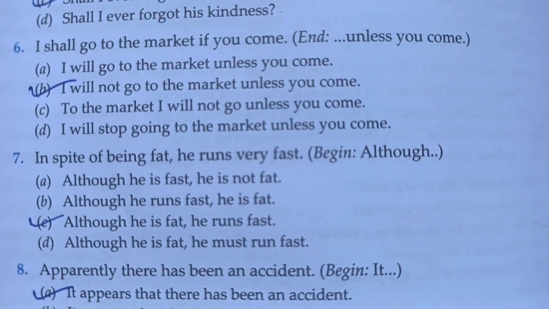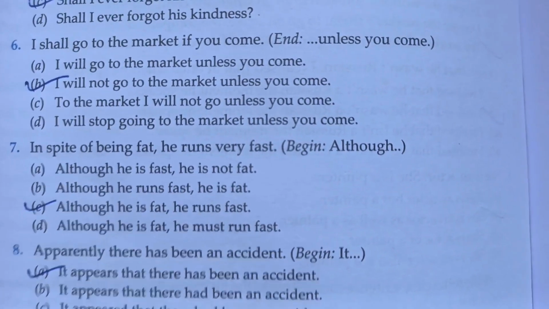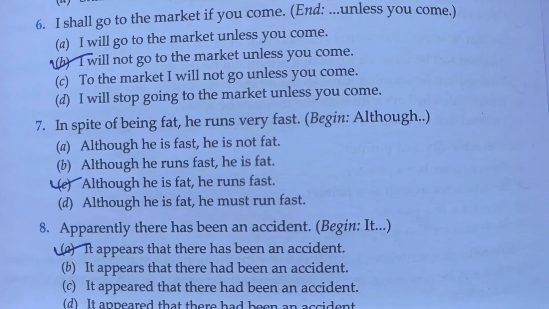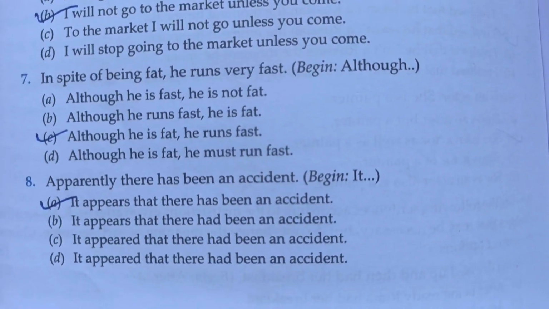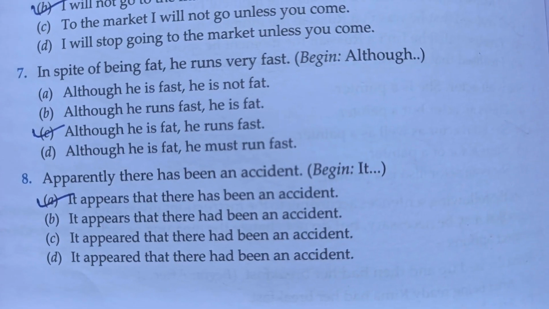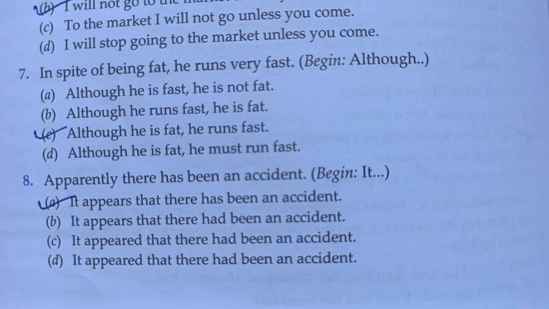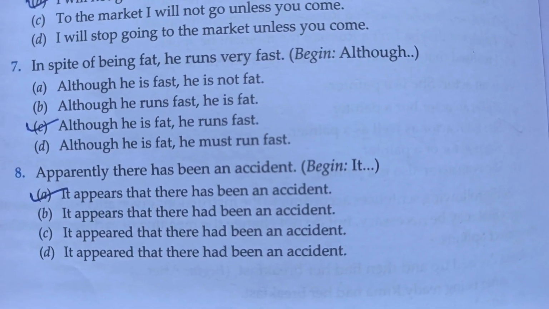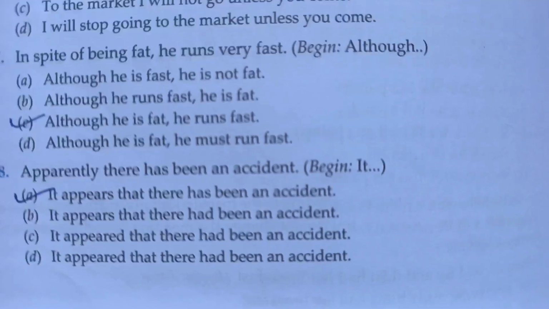Number 7, in spite of being fat, he runs very fast. So here to begin, although. So option C is correct. Although he is fat, he runs fast. Number 8, apparently there has been an accident. So here to begin with it. So correct option is A. It appears that there has been an accident.